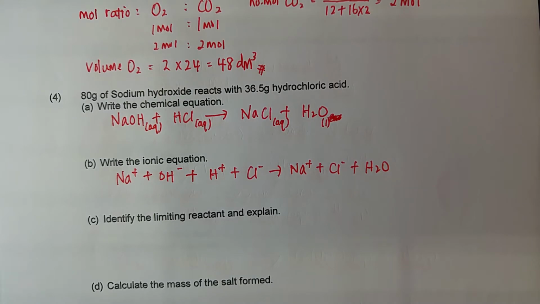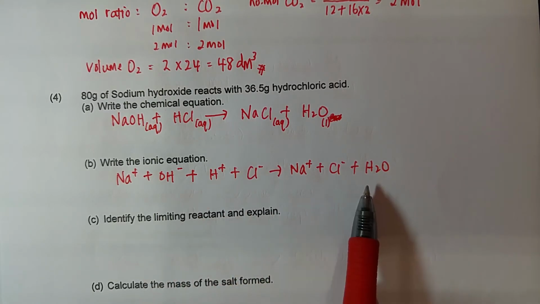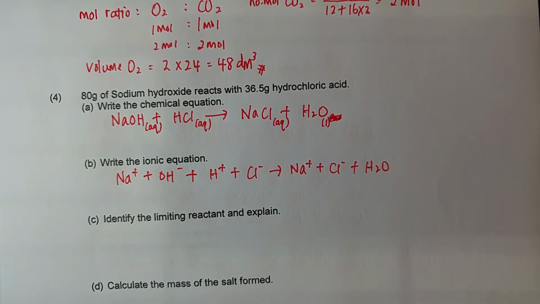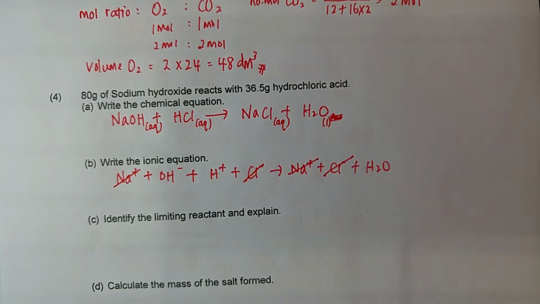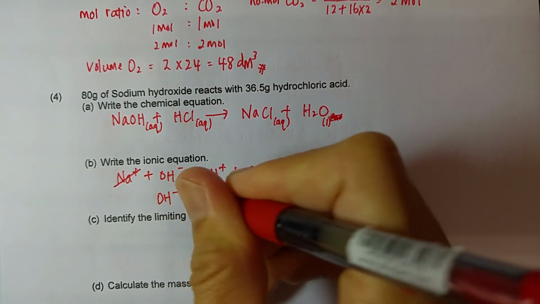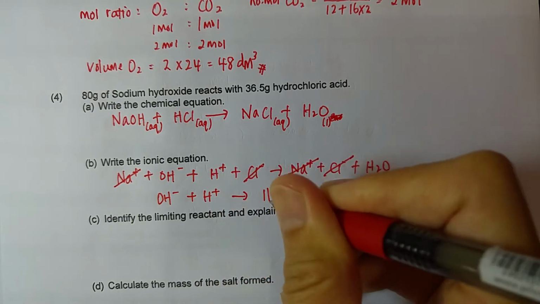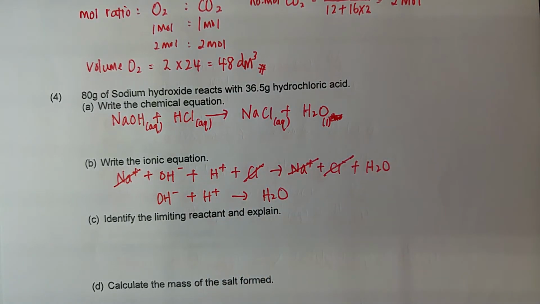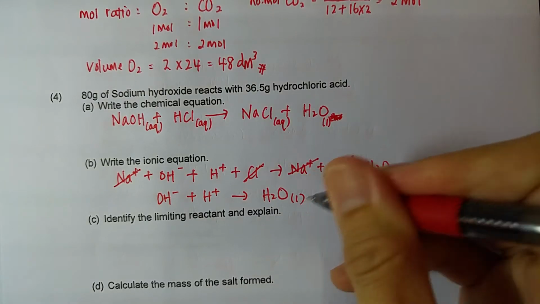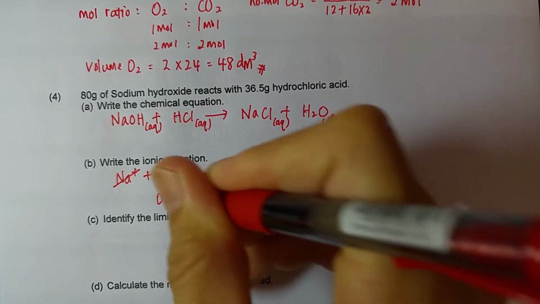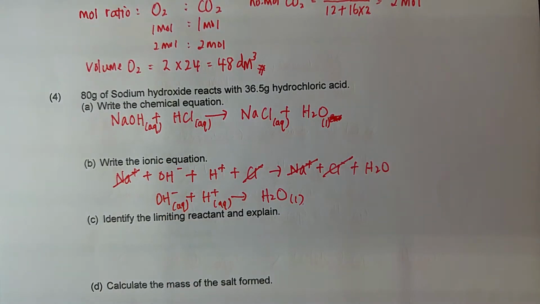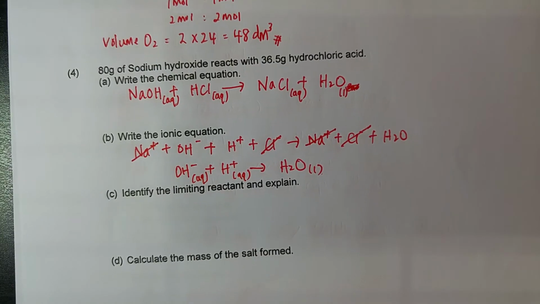So this is step 2, you have split it already if it is aq. The third step would be to remove the spectator ions, the ions that appear on both sides of the chemical equation. Na plus removed, Cl minus removed. So what is left is OH minus plus H plus gives H2O. So this is the answer for the ionic equation. Is it correct? No, it is not correct because the state symbols are not there. So you add in the state symbols. Is it correct? Yes, this is correct. This is the final answer for the ionic equation.